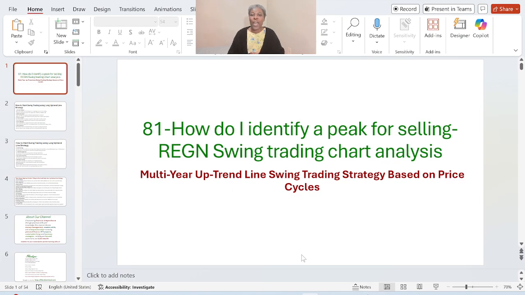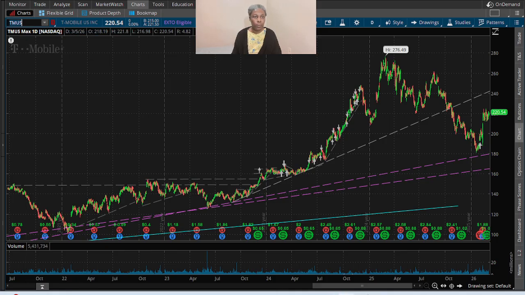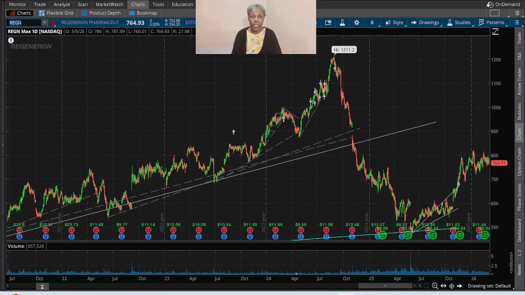Hello, how do I identify a peak for selling stock when I'm swing trading? So let's take REGN as an example. As of March 6, 2026, we can put REGN in our chart analysis platform.